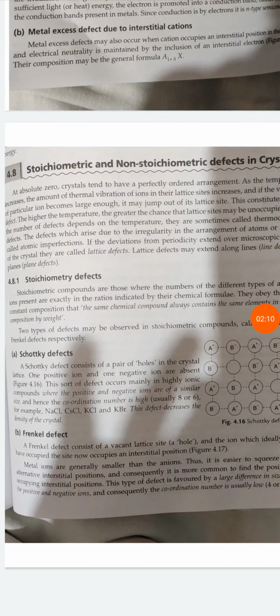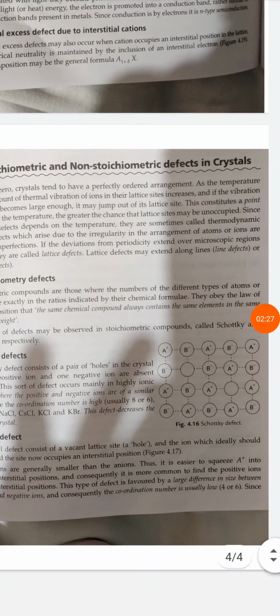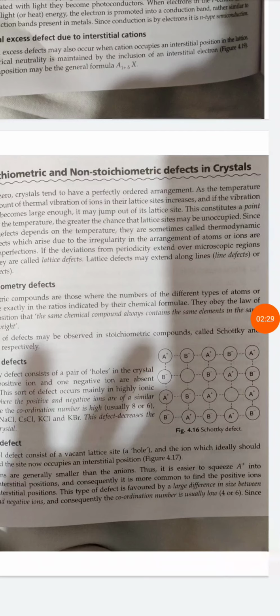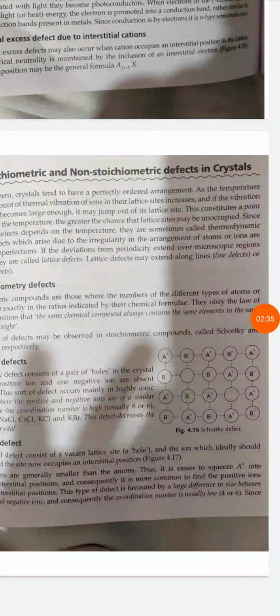Two types of defects may be observed in stoichiometric compounds. These are called Schottky and Frenkel defects. Schottky defects. A Schottky defect consists of a pair of holes in the crystal lattice. One positive ion and one negative ion are absent, as shown in the figure.